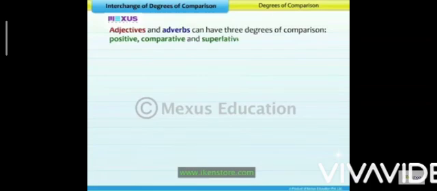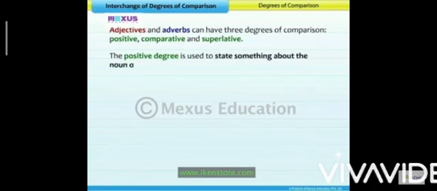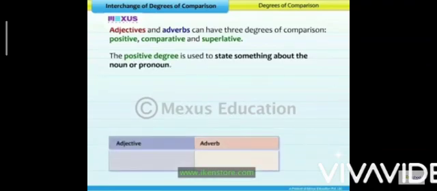Adjectives and adverbs have three degrees of comparison, and that is positive, comparative and superlative. The positive degree is used to state something about the noun or pronoun. Let us see the example of positive degree. In adjective, Sean is a pretty pony. In adverb, Sheila draws beautifully.